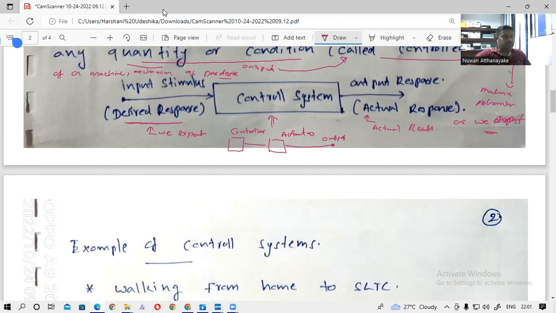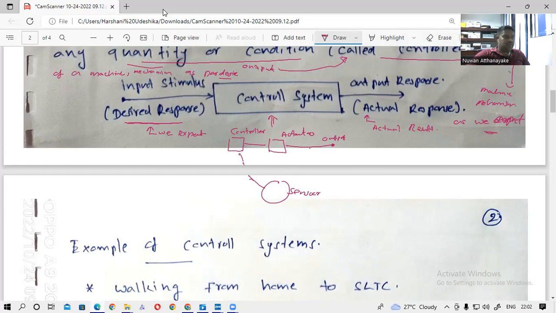I will explain this. And maybe you will have some sensors also. And this sensor may be connected to the controller somehow, maybe not directly, but sometimes it is also connected. So a control system should have at least these things. Maybe the sensor may not be there, but it should definitely have a controller and actuators.